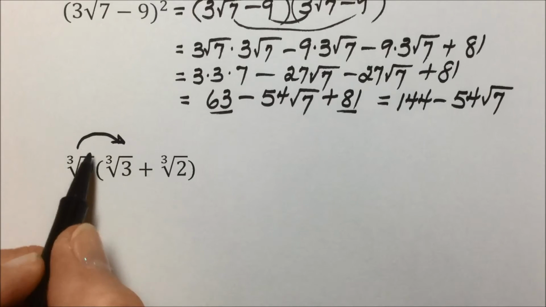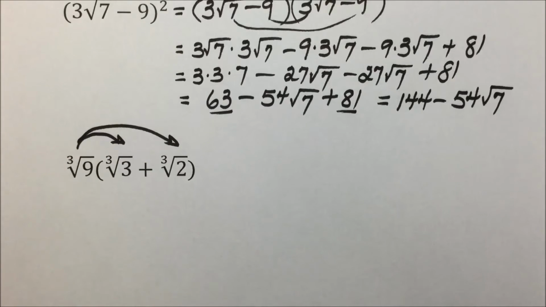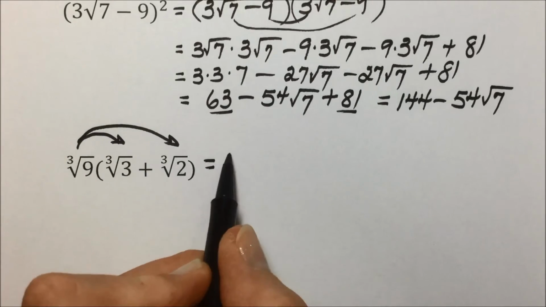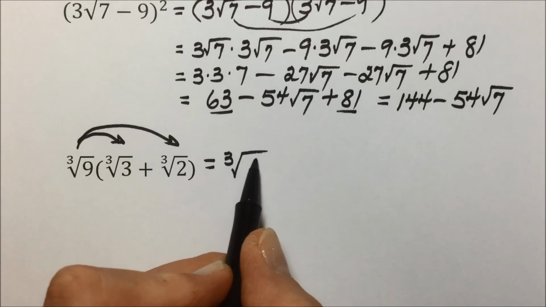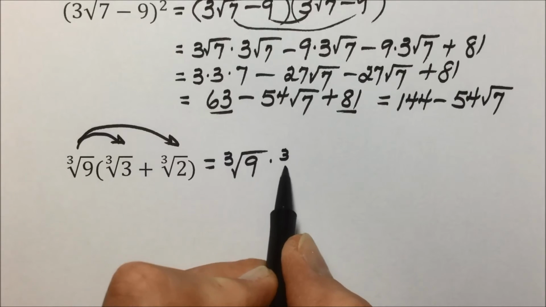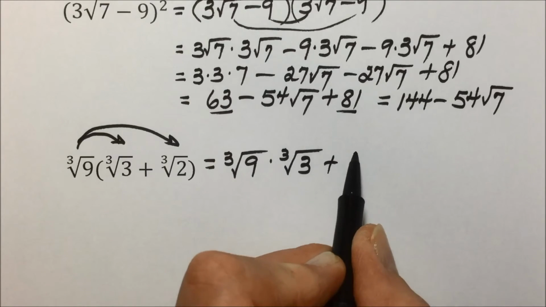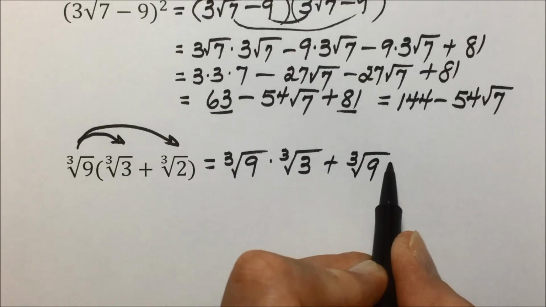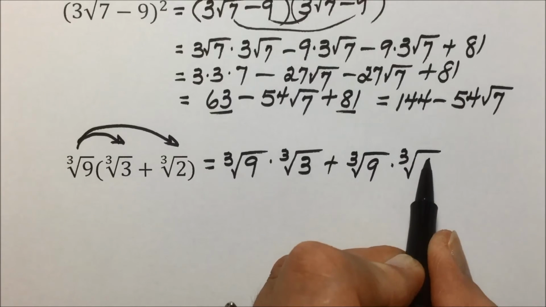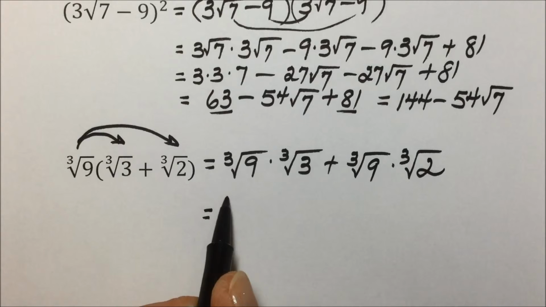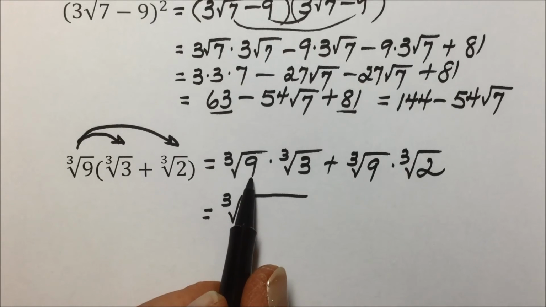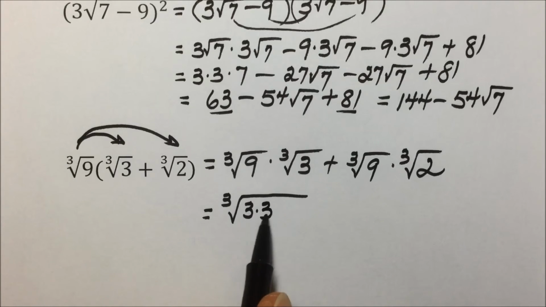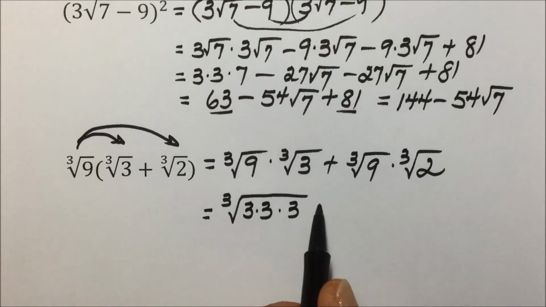We'll use the distributive property to eliminate the parentheses, and that will result in the cube root of 9 times the cube root of 3 plus the cube root of 9 times the cube root of 2. Simplifying this, if we put these terms underneath the same radical and factor while we're at it, 9 breaks down into a 3 times 3, and here's that other 3.